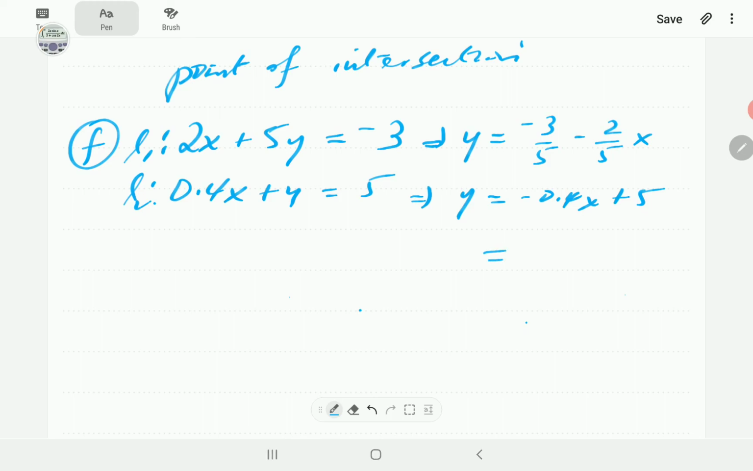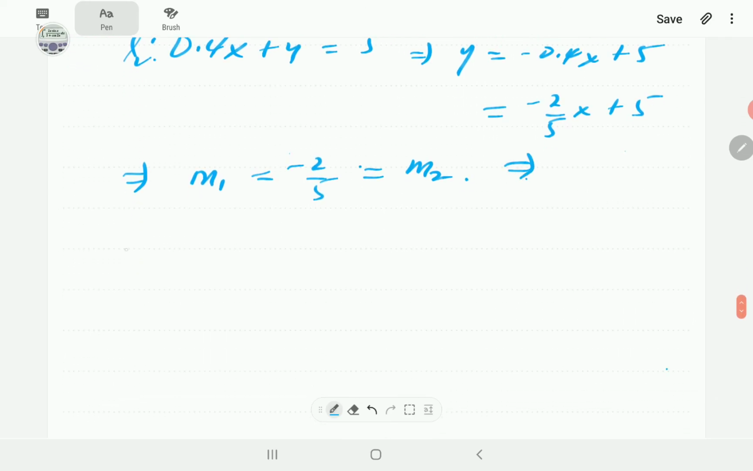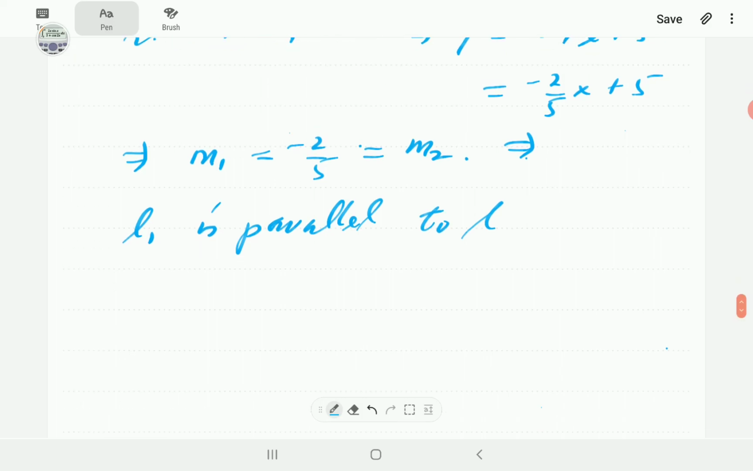But -0.4 as a fraction is -2/5. So this is telling us that m1 is -2/5, and it is equal to m2. This is implying that L1 is parallel to L2. So there is not going to be any point of intersection. So that's the end of F.